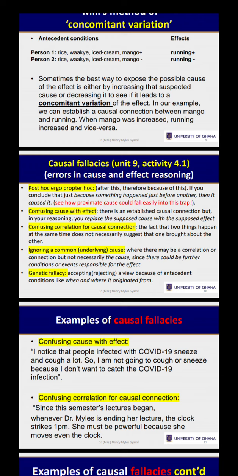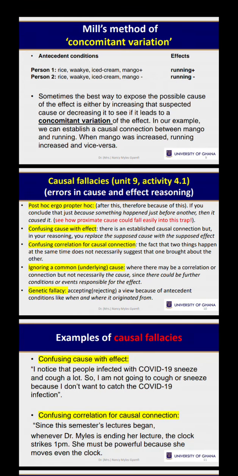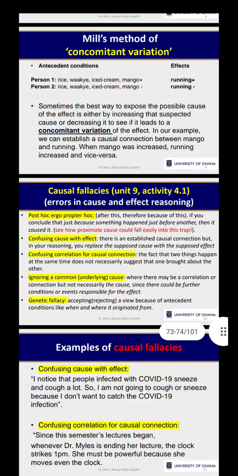Example, if you say, if I have COVID-19, I will cough. So I'll stop coughing because I don't want to get COVID-19. You are confusing cause with effect. Pay attention to the fallacy word: confusing cause with effect. The cause of COVID-19 is not coughing. The cause of COVID-19 is not coughing. It is through direct contact.